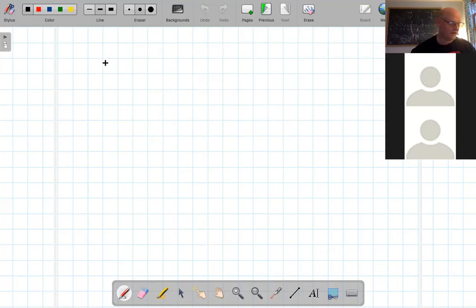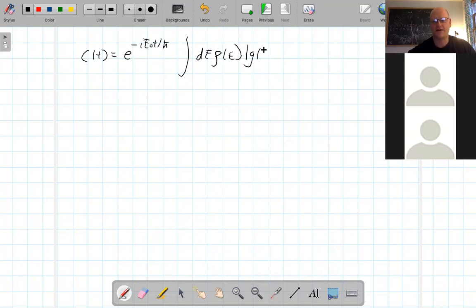Good. So taking into account that this thing has some sort of peak, we're then going to rewrite our correlation function as being equal to e to the minus i E0 t divided by h bar times the integral over the energy of the density of states times the modulus squared of these amplitudes times then e to the minus i times the energy minus E0 times t divided by h bar. Okay.